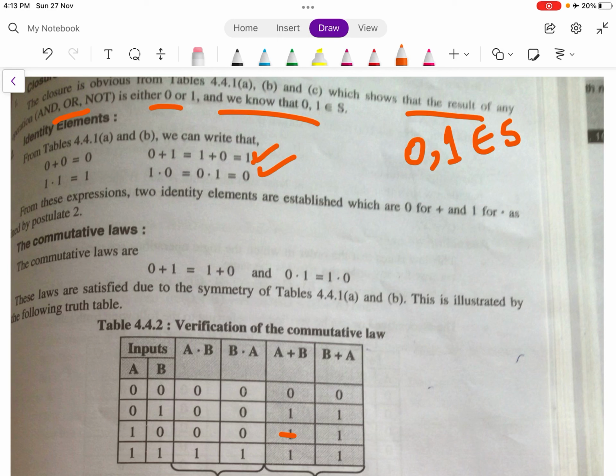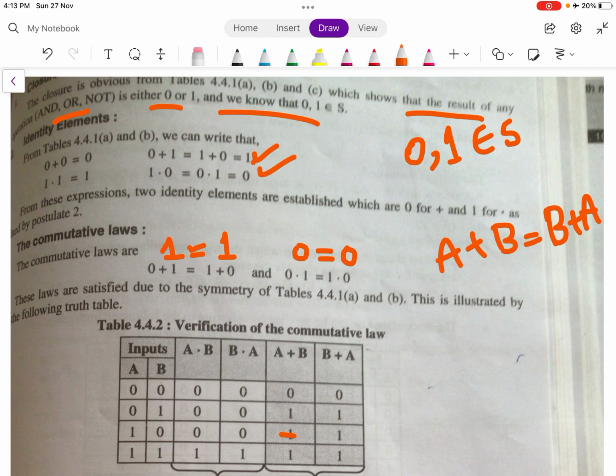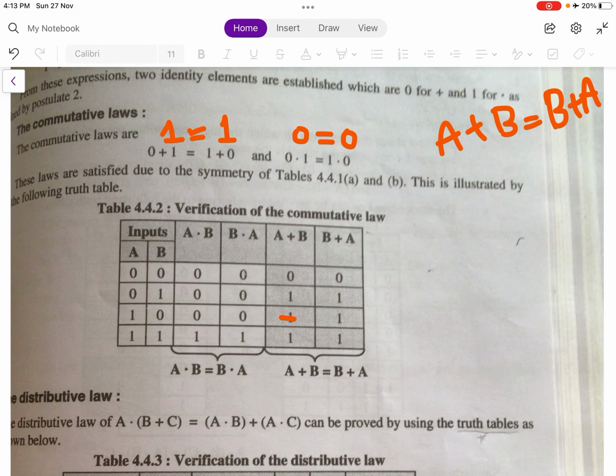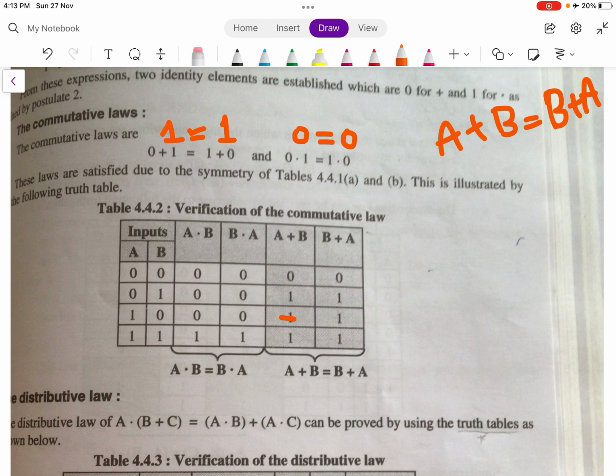The commutative laws are A plus B equals B plus A. So 0 plus 1 is 1, which is equal to 1 plus 0, which is 1. 0 into 1 is 0, which is also equal to 1 into 0. These laws are satisfied due to the symmetry of the table. This is illustrated by the following examples.